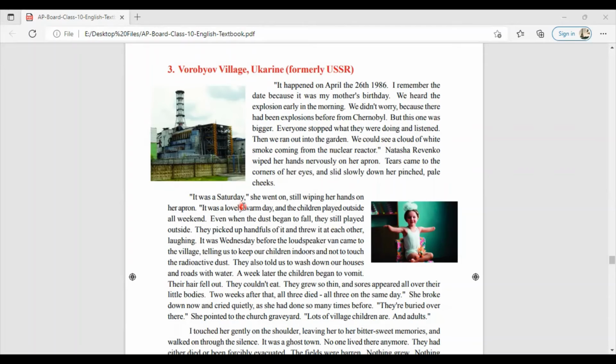The children who were playing outside picked up a small handful of dust and threw it on each other, and they were laughing. With the mud they were actually playing. On Wednesday, they were warned by the authorities not to touch the radioactive dust. They had already been warned, but still they did not react. But it was too late.